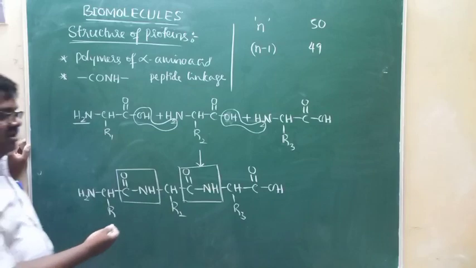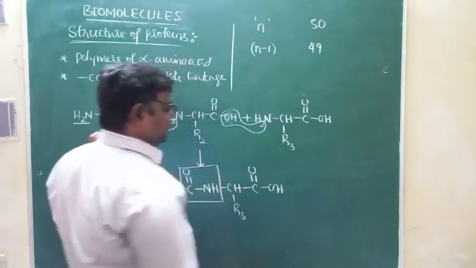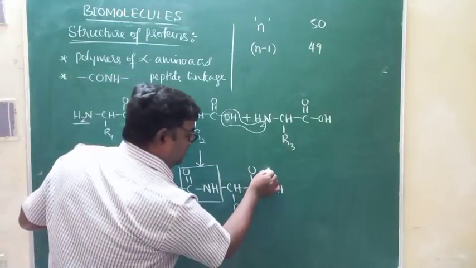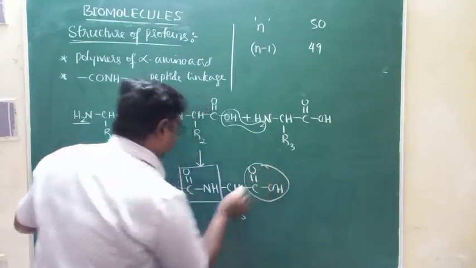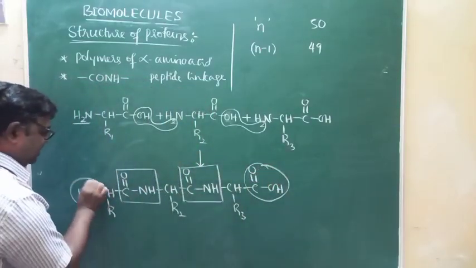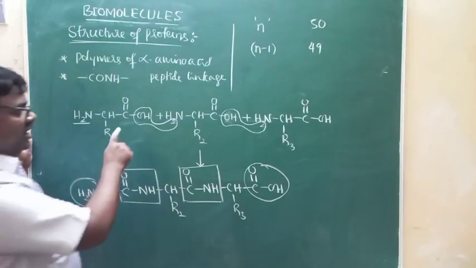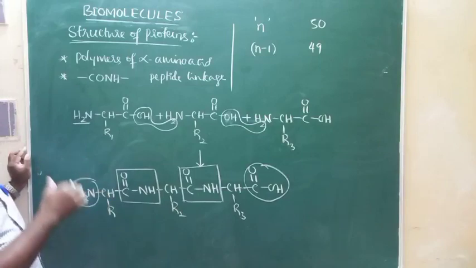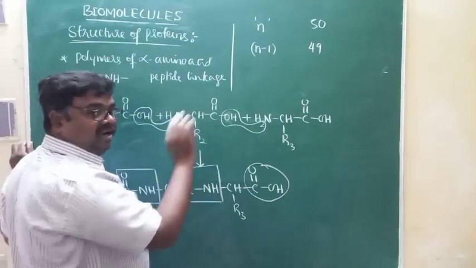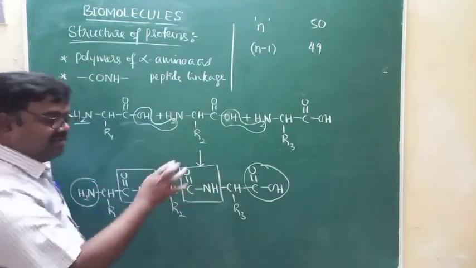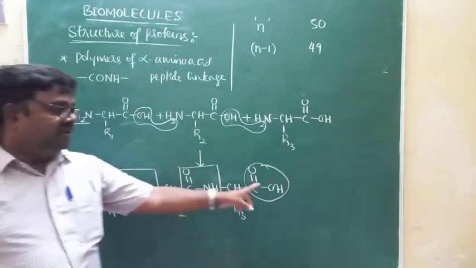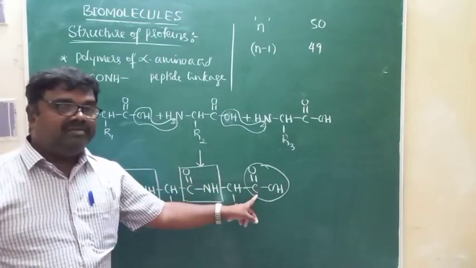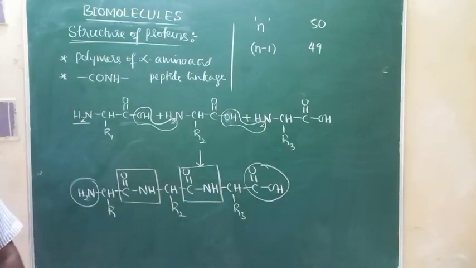Whatever may be the length of the polypeptide chain, every polypeptide chain contains one free carboxyl group and one free amino group. Here I have used 3 alpha amino acids, but any number of alpha amino acids may undergo combination. Finally, you are going to get a product that contains a free carboxyl group and a free amino group at the terminal carbon atoms of the polypeptide chain.